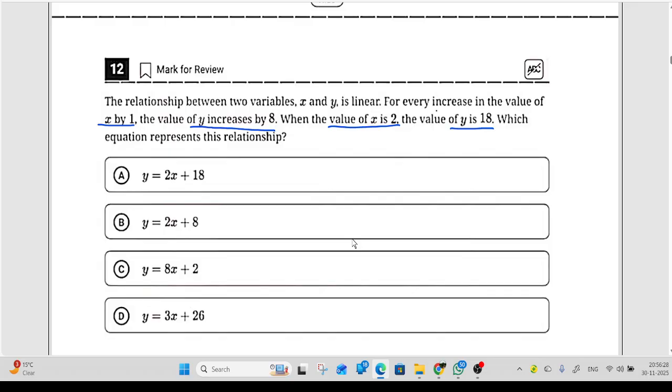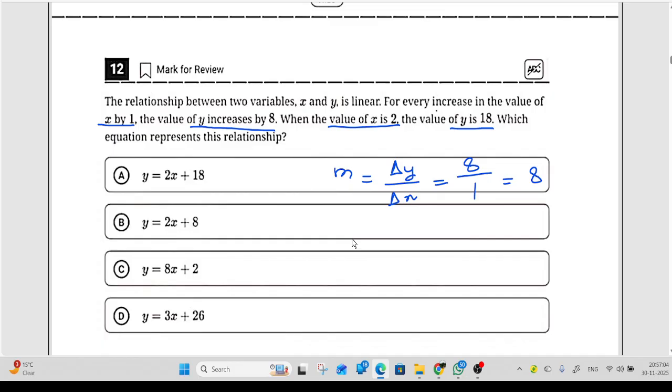As the problem states, for every increase in the value of x by 1, the value of y increases by 8. So this is basically telling us about the slope. Slope is the change in y with respect to the change in x, right? That's how we represent slope. This is the symbol of change, delta y over delta x. So y is increasing by 8 and x is increasing by 1. Because it is increasing, our slope is going to be positive. So slope is 8 basically.